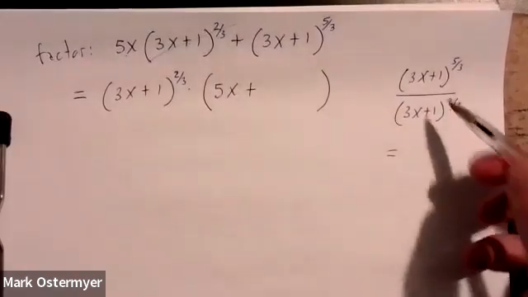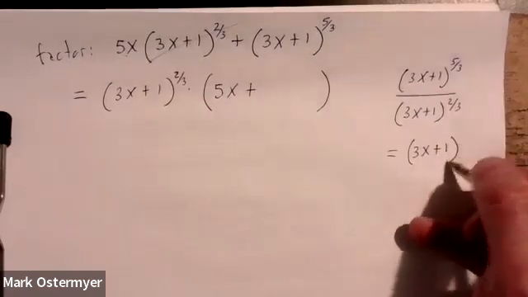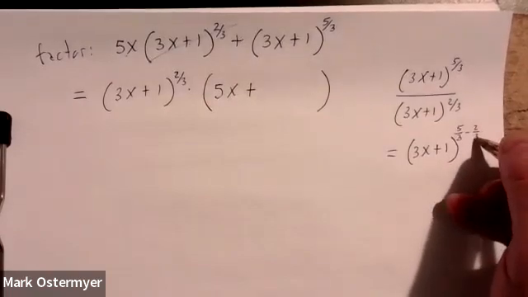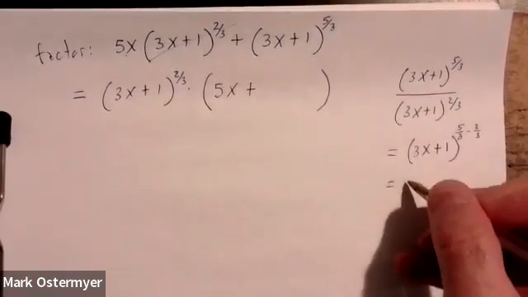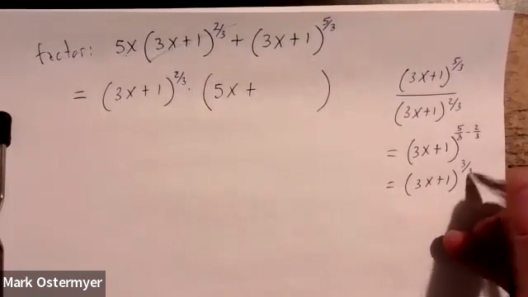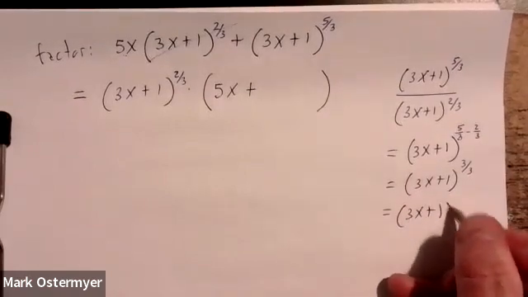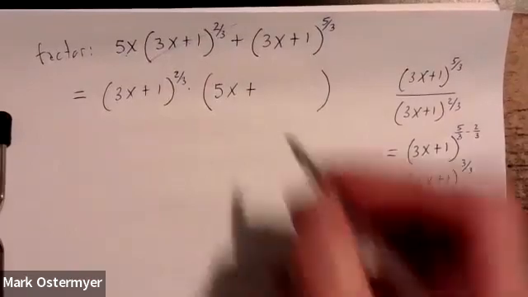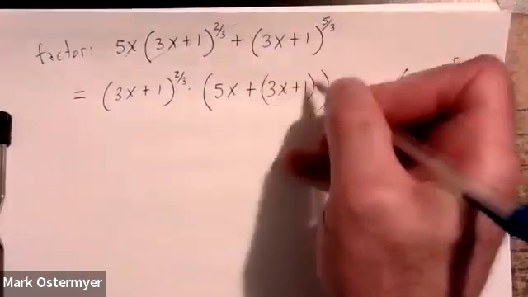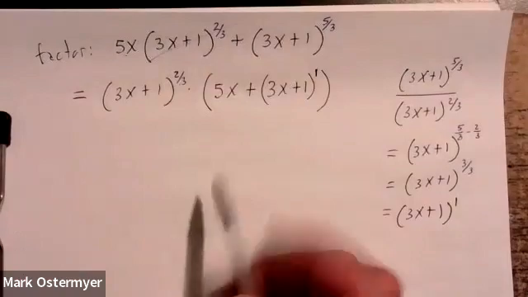When we divide like bases, we subtract exponents. So this is going to leave behind 3x plus 1 to the 5/3 minus 2/3 power. Remember, we subtract exponents when we divide like bases. So this is going to be 3x plus 1 to the 3/3 power. But what's another name for 3/3? That's the first power. That's what we leave behind. So we're going to leave behind 3x plus 1 to the first power when you factor 3x plus 1 to the 2/3 out of 3x plus 1 to the 5/3.